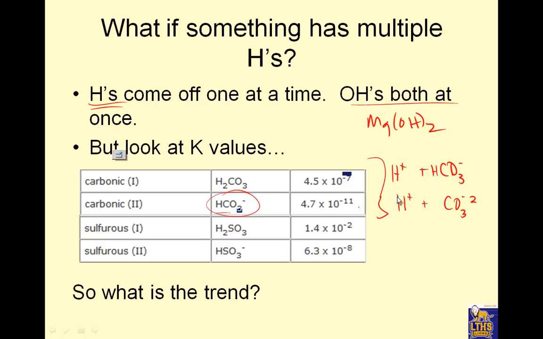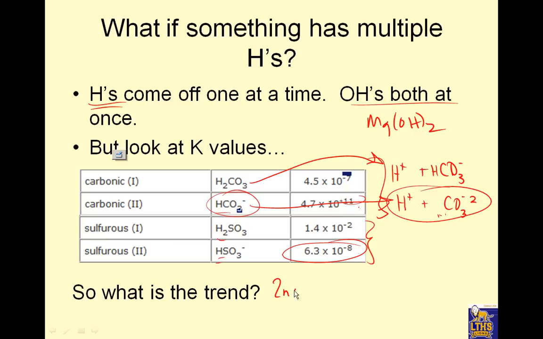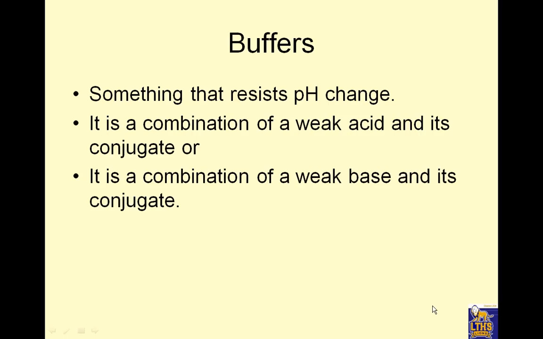O3 negative. So this dissociates into that, and that dissociates into that, but then this is a very small amount at equilibrium because it's 10 to the negative 11th. It's the first ionization, second ionization. You can see that the second one is much less than the first. The trend is the second ionization is much less.